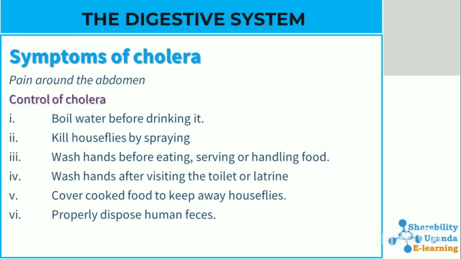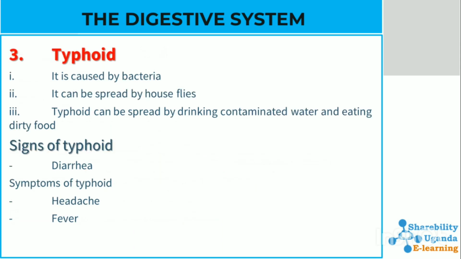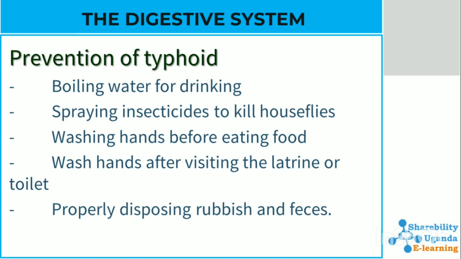We have another disease, which is typhoid. It is caused by bacteria and spread by houseflies. Typhoid can be spread by drinking contaminated water and eating dirty or contaminated food. Signs of typhoid include diarrhea. Symptoms of typhoid are headache and fever. Prevention of typhoid: boiling water for drinking, spraying insecticides to kill houseflies, washing hands before eating food, washing hands after visiting latrines, and properly disposing of rubbish and waste.